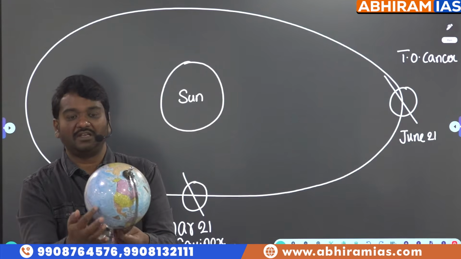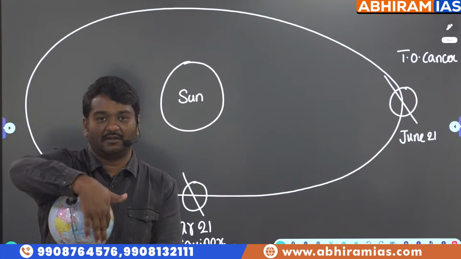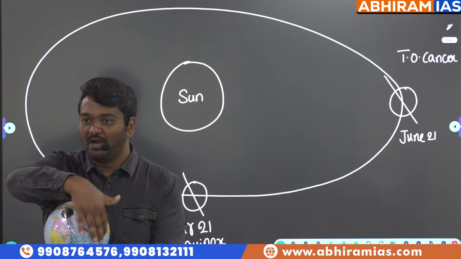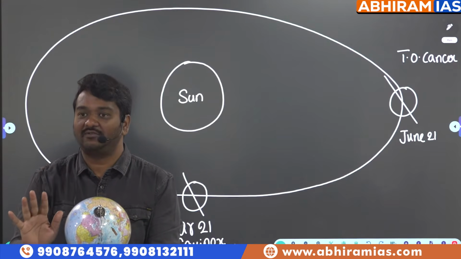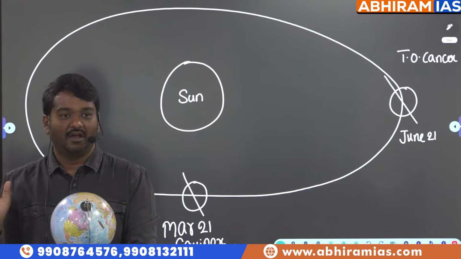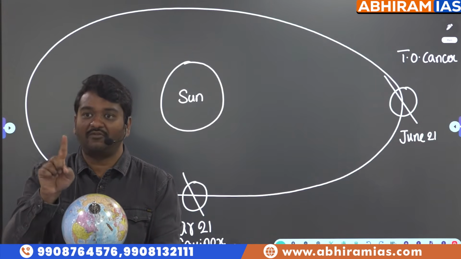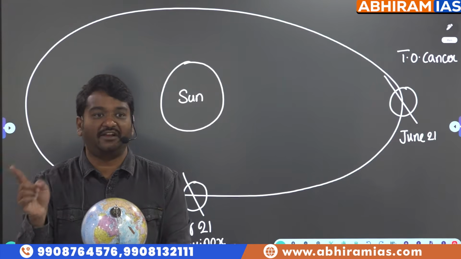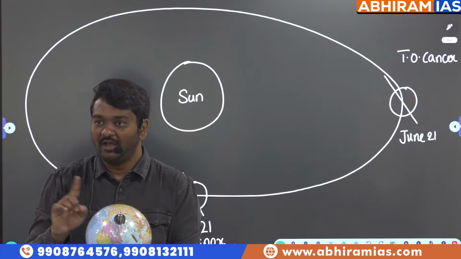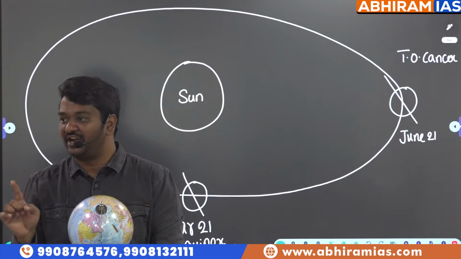Why? Because the equator is a great circle. The area is more. To cover that area, it will take 12 hours of day and 12 hours of night. This is the reason, even when the earth is tilted, the equator will not have change in day and night timing. Okay? The equator will never have change in day and night timing.